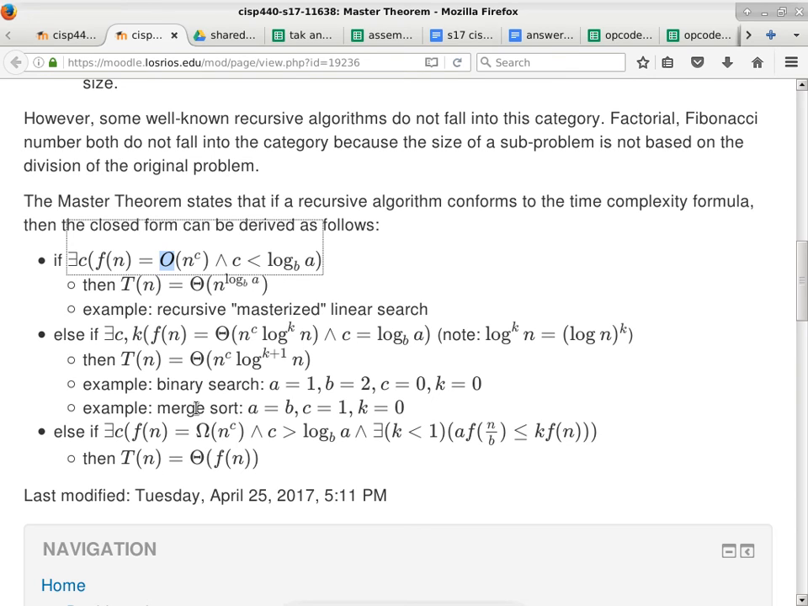Right, yeah. You have a question? So if we find just the big O, then can we conclude that the big theta are going to be the same?